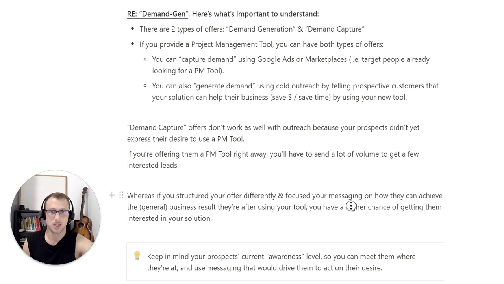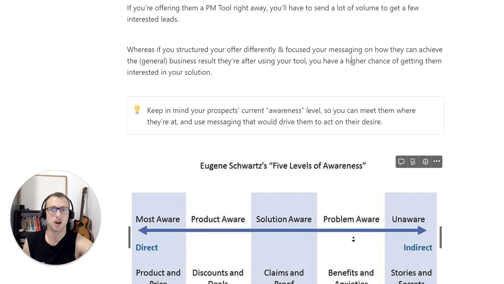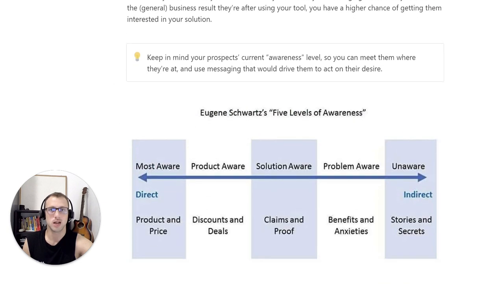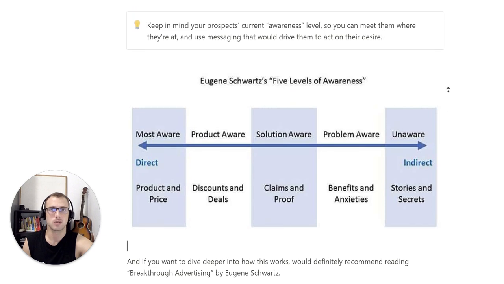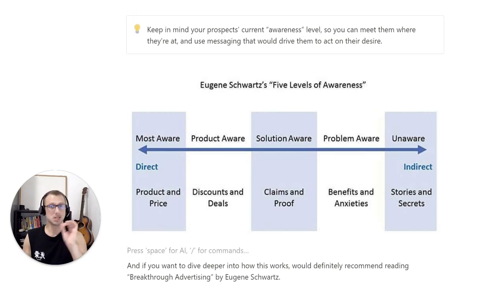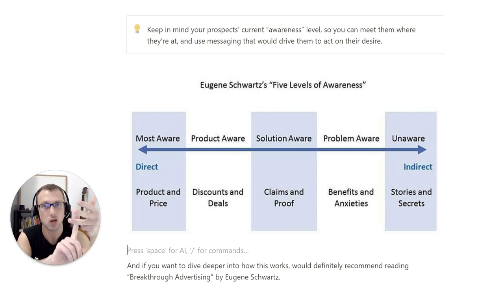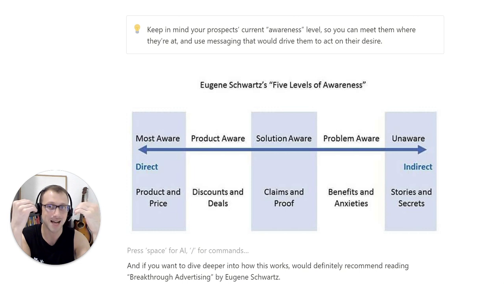So you want to keep in mind your prospect's current awareness level, so you can meet them where they're at and use messaging that would drive them to act on their desire. And here's an amazing graph that you can leverage, which is Eugene Schwartz's 5 levels of awareness. You go from unaware to problem aware, solution aware, product aware, and most aware. And here you can see the type of offers that would work for this market. For a person that is unaware they have a problem, telling them you have a tool and how cool it is won't matter to them.